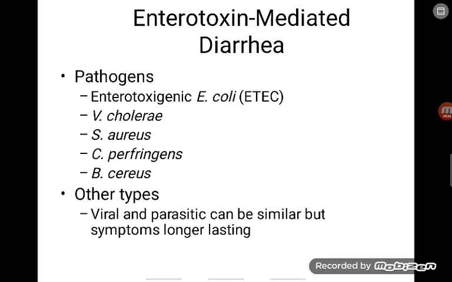The classical pathogens that cause enterotoxin-mediated diarrhea include Enterotoxin E. coli, Vibrio cholera, Staphylococcus aureus, Clostridium perfringens, and Bacillus cereus. Other types that may cause enterotoxin-mediated diarrhea, like viral or parasitic, can be similar, but symptoms are longer lasting.